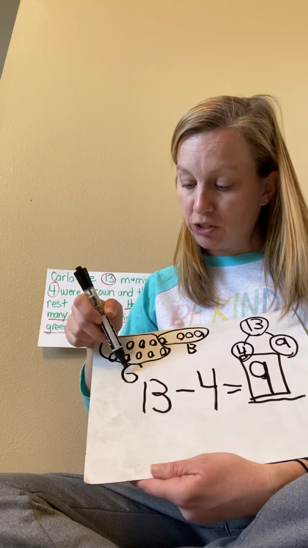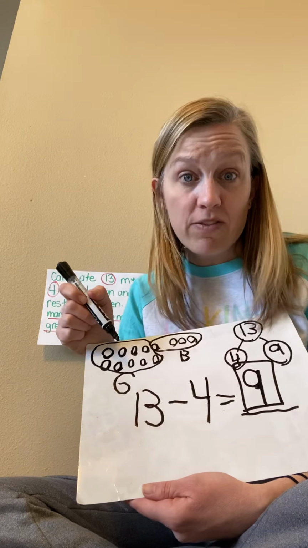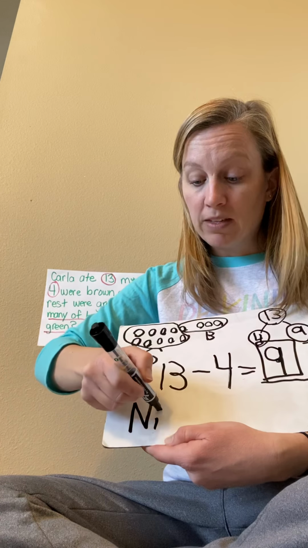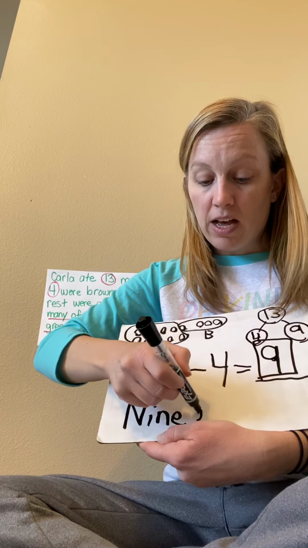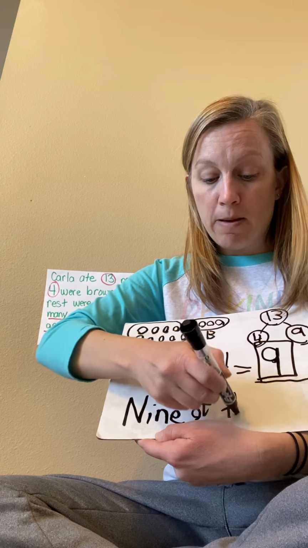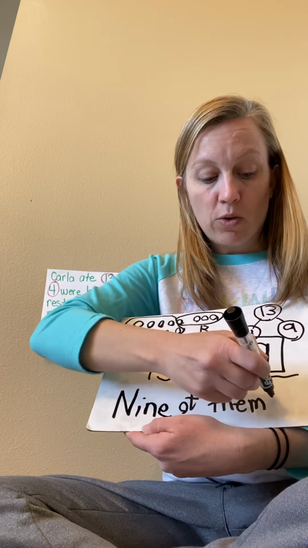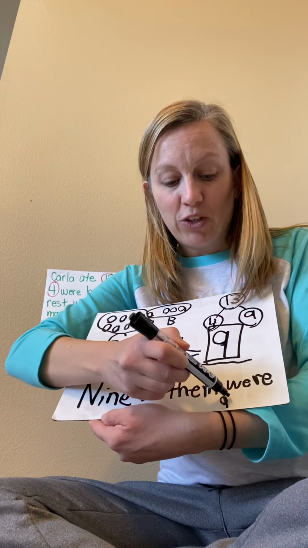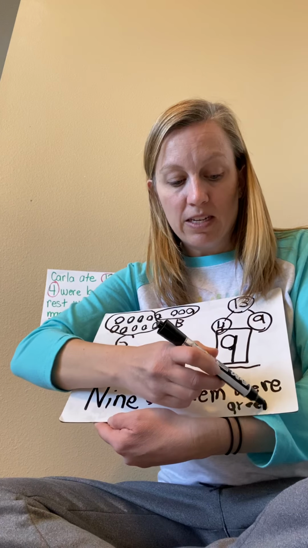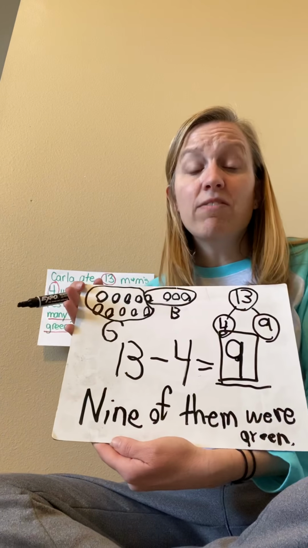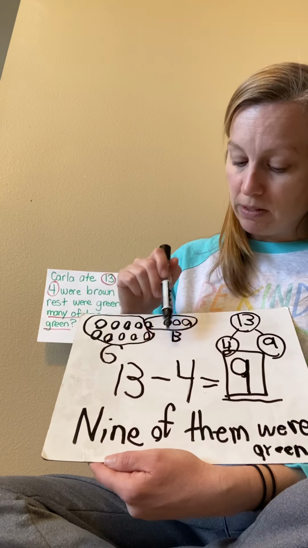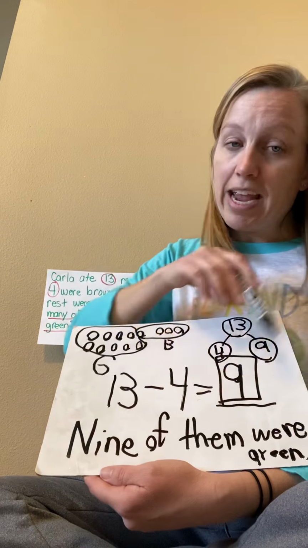Well, I can look at my picture, G for green. 9 of them were green. So I'm going to write with words, capital at the beginning. 9 of them were, I'm going to run out of space, green. Period at the end. 9 of them were green. So now if I go back, I know I have my picture with labels, number bond, equation, and my statement.